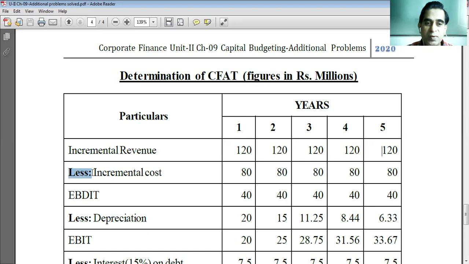From which we need to deduct incremental cost. They have mentioned that on account of this investment, 80 million rupees would be the cost which the company is going to incur each year. So for years 1 to 5, each year 80 million rupees would be the incremental cost, which we deduct from the incremental revenue to arrive at earnings before depreciation, interest and tax. So 120 minus 80 is 40 million rupees, each year. So what we arrived at is earnings before depreciation, interest and tax.